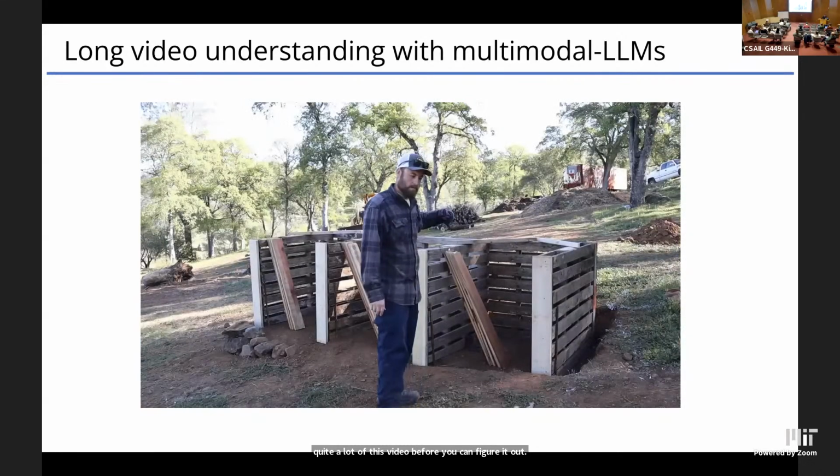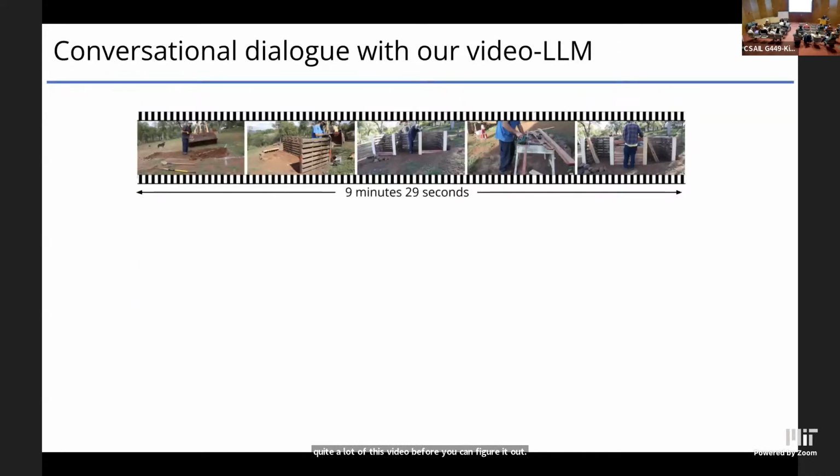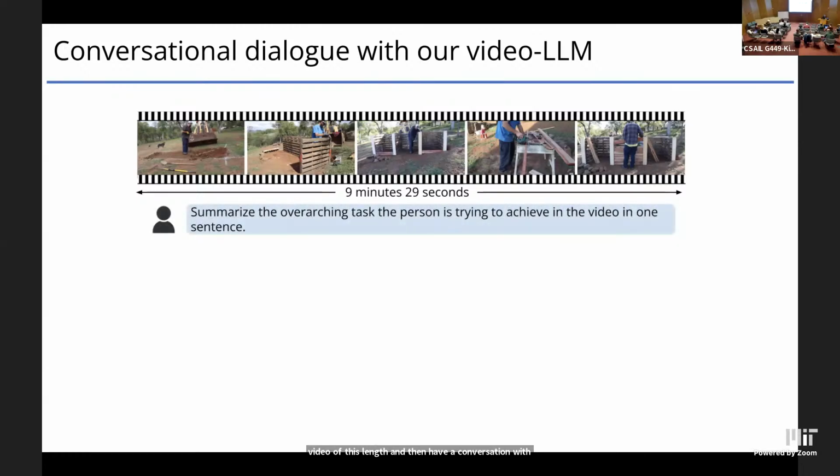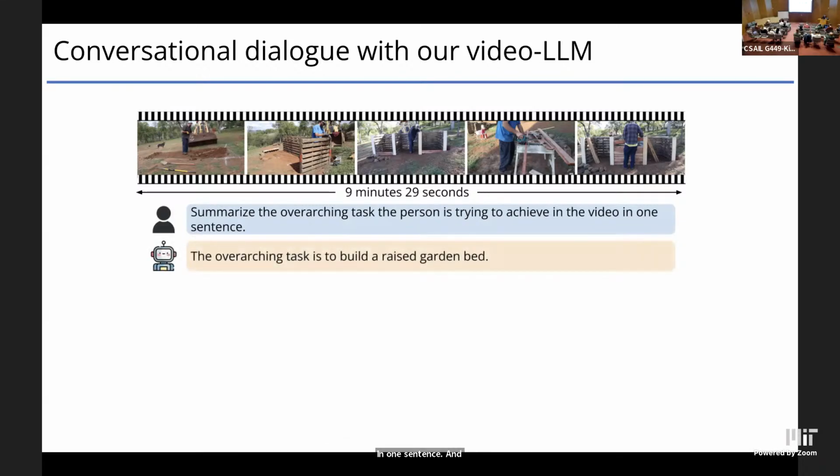And so if you look at this video specifically, it's 9.5 minutes long. With our model, what we can do is actually support a video of this length and then have a conversation with our video LLM. So we can ask our model to summarize the overarching task the person's trying to achieve in the video in one sentence. And it says the overarching task is to build a raised garden bed, which is basically correct.